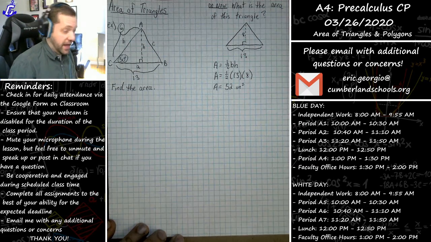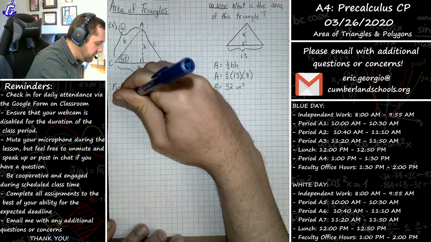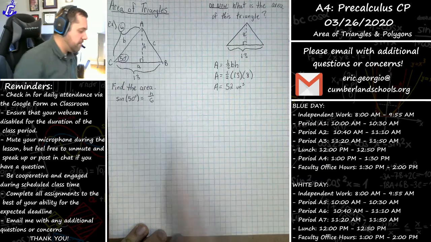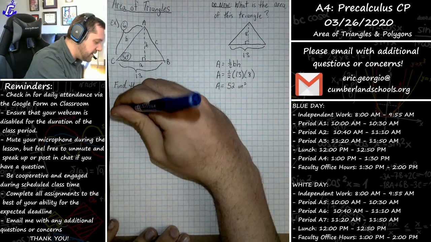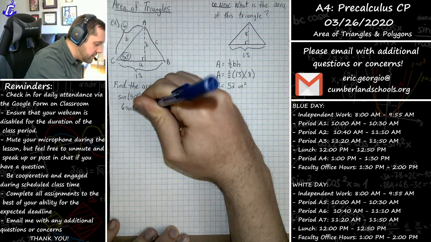So I can say that this is sine. To find the height, the sine of 50 degrees should equal h divided by 6, right? Your opposite over your hypotenuse. Solving for h, I would now see that 6 sine of 50 is equal to h.